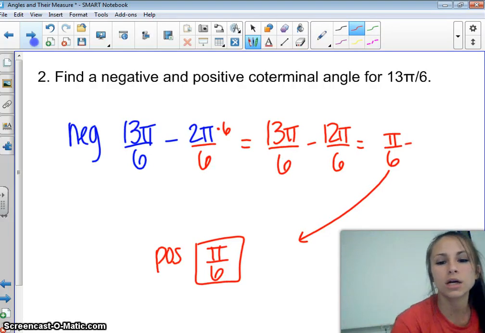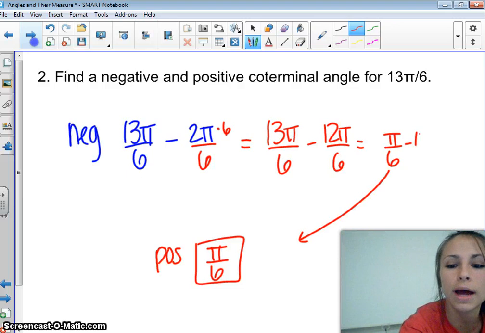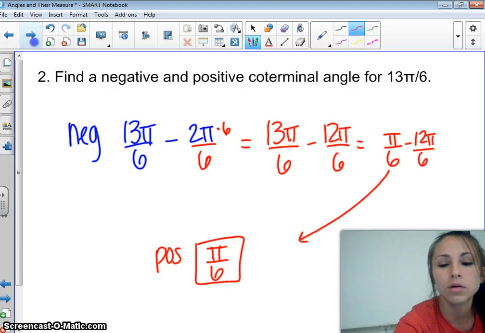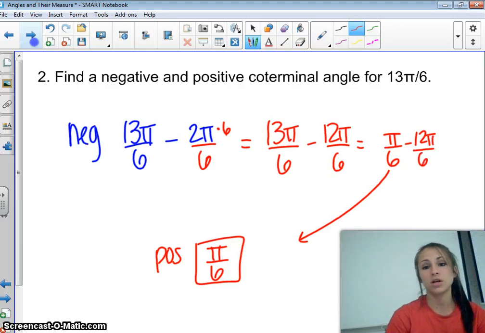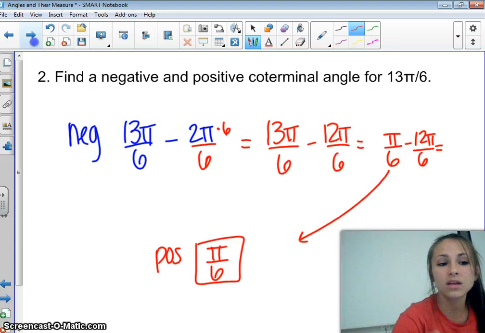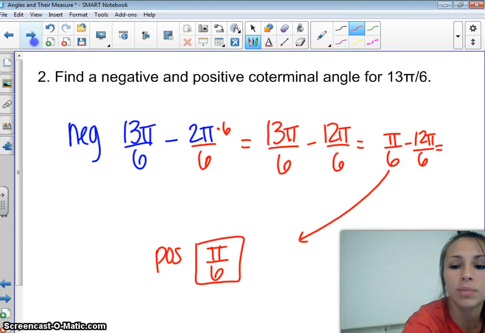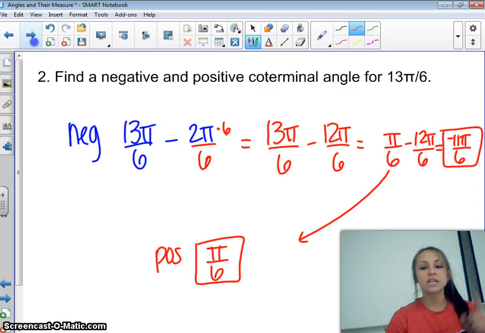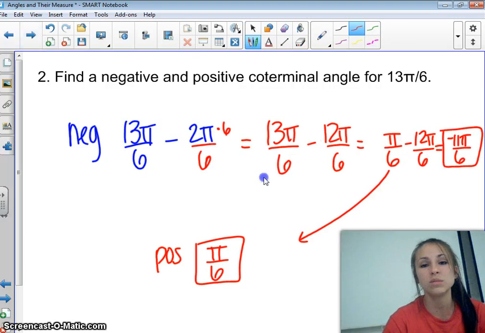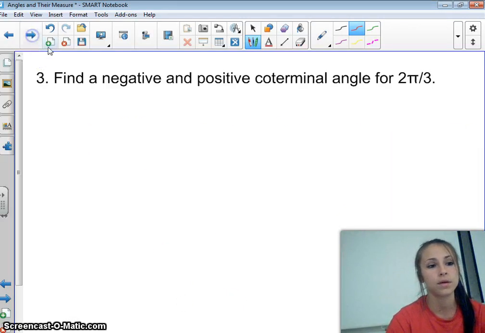But this one is not going to give me a negative, so I have to subtract another 2 pi. And so I'm just going to go ahead and write that with a common denominator. And so then a negative coterminal angle for 13 pi over 6 would be negative 11 pi over 6. So basically you have to keep subtracting 2 pi until you get a negative angle, or adding 2 pi until you get a positive angle.